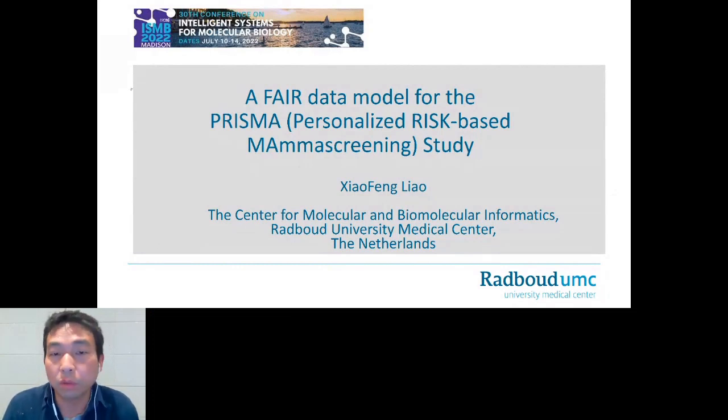Here, I would like to introduce our work on a FAIR data model for the PRISMA study.